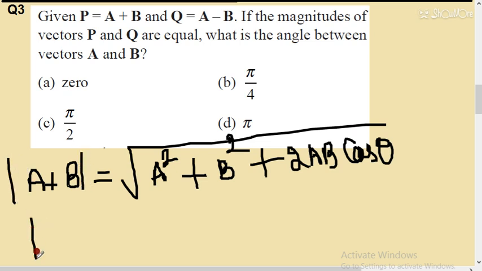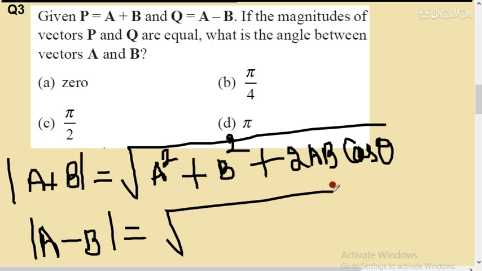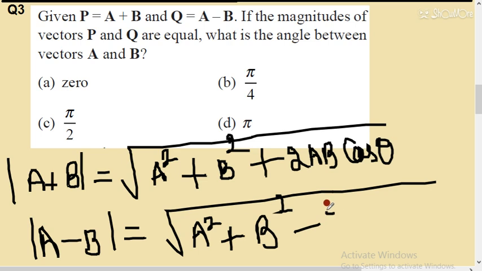And the magnitude of the a minus b vector is equal to under root a square plus b square minus 2ab cos theta. Students, if you don't know about this relation, then you can go to the PDF notes. There will be a subtraction of vectors topic where the magnitude of a minus b has this formula.